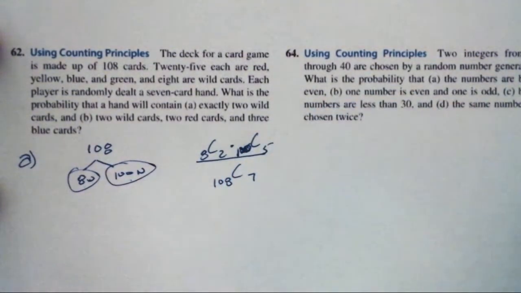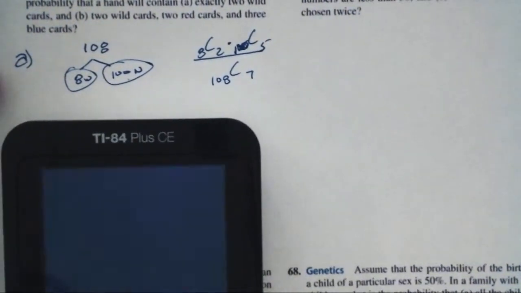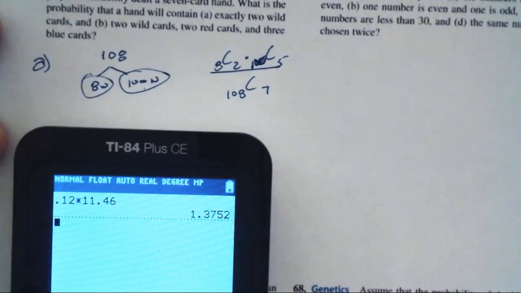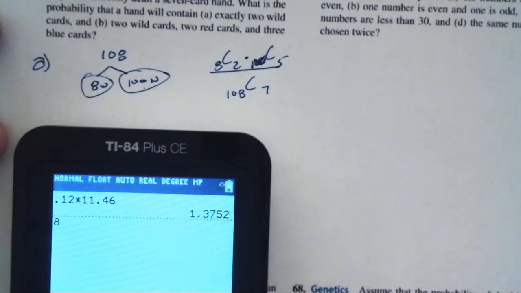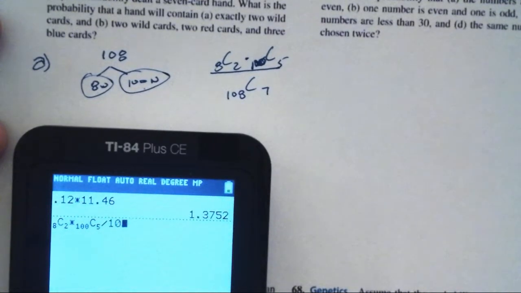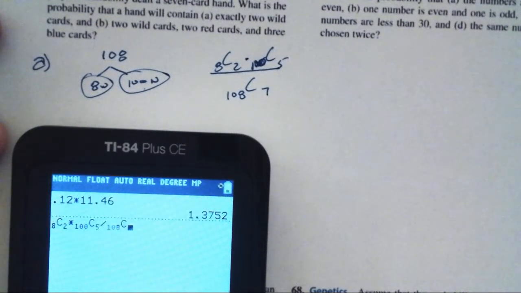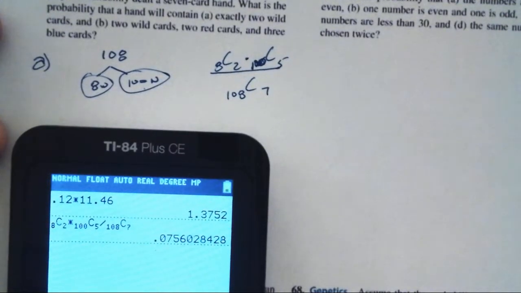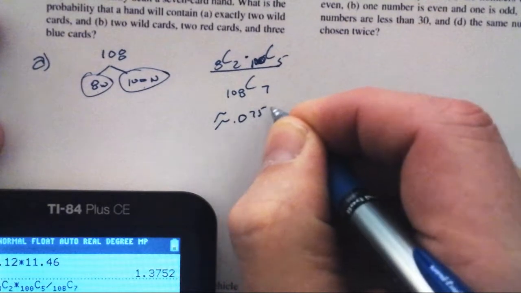100C5. And I'm actually going to go through that once, but I might leave some of that, because that's truthfully our answer. But I might leave some of this for you with your calculator. So we've got 8C2. We've talked about how we do that on our calculator on previous videos. We've got 100C5. That's in the numerator. Excuse me. And then we need to divide that by 108C7, and it better be a number between 0 and 1. And that is 0.0756, roughly, 0.0756 or 0.076.